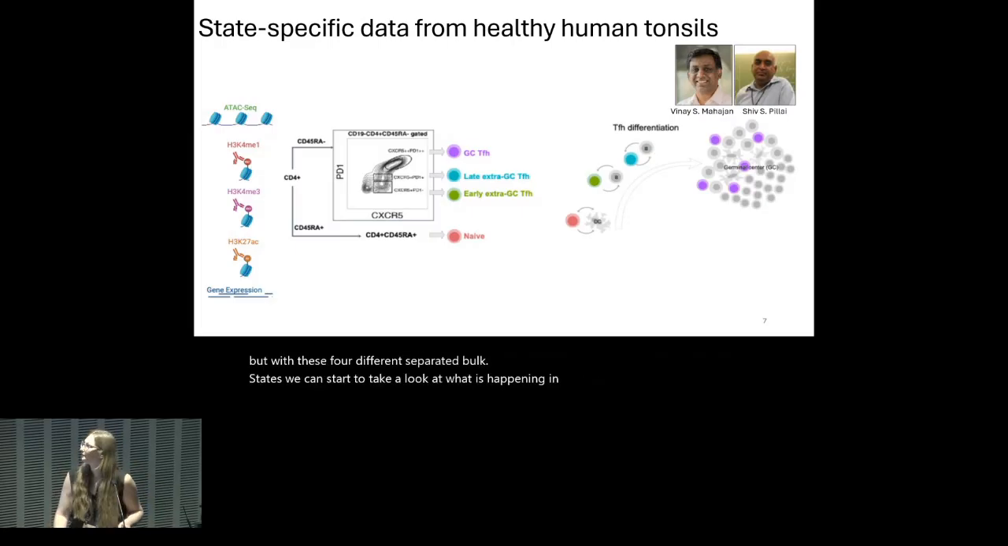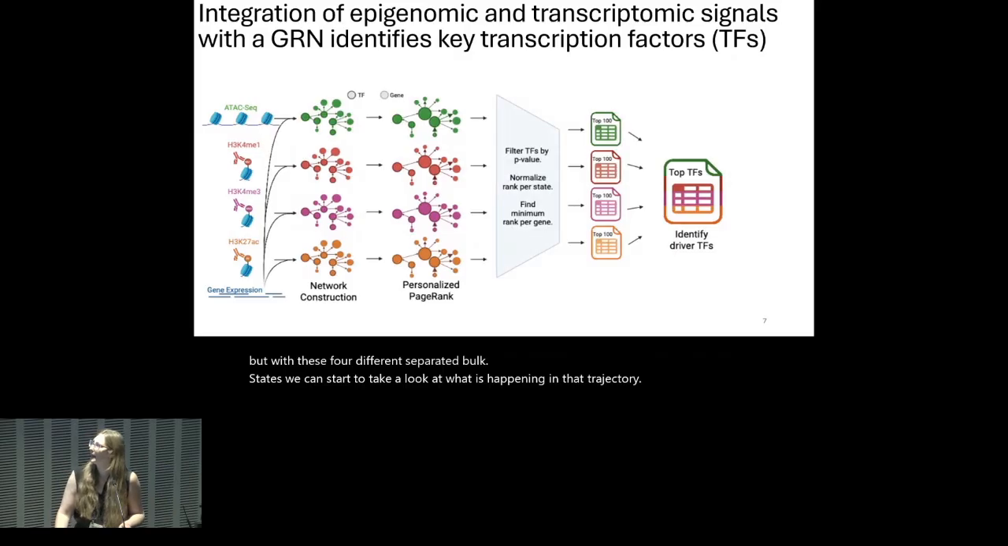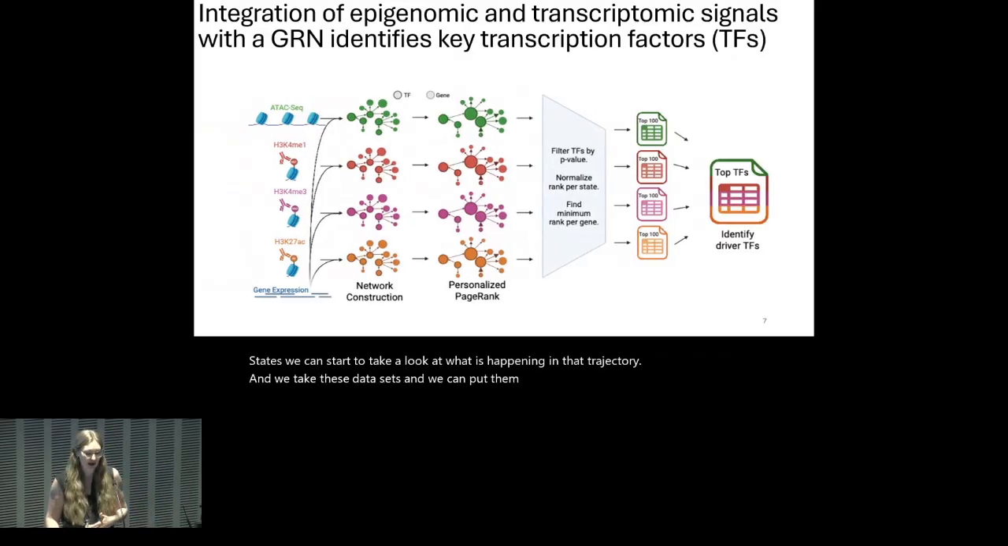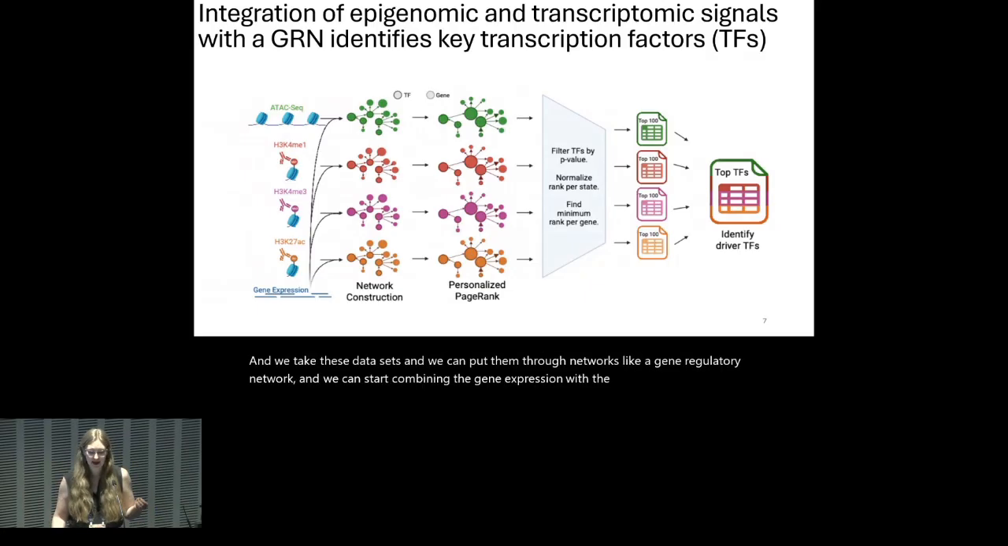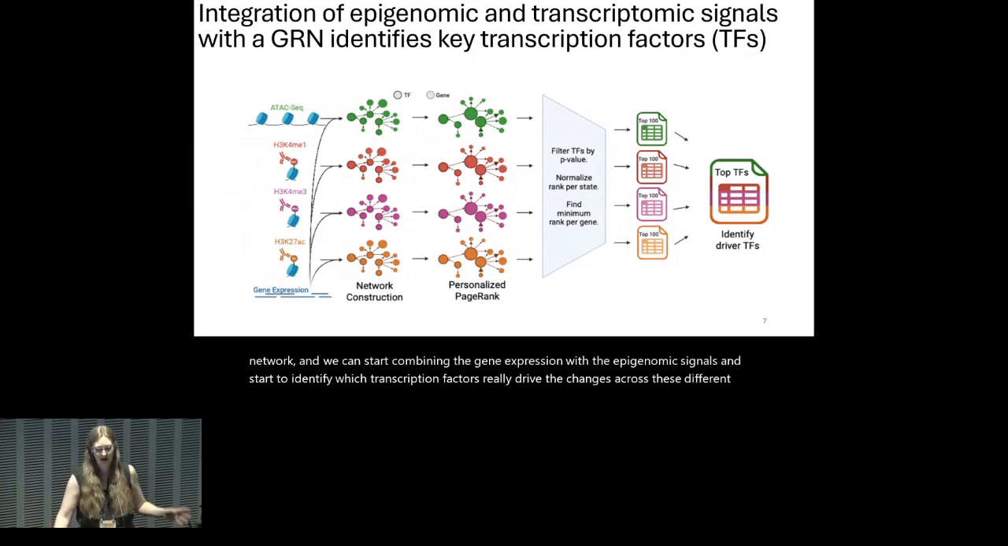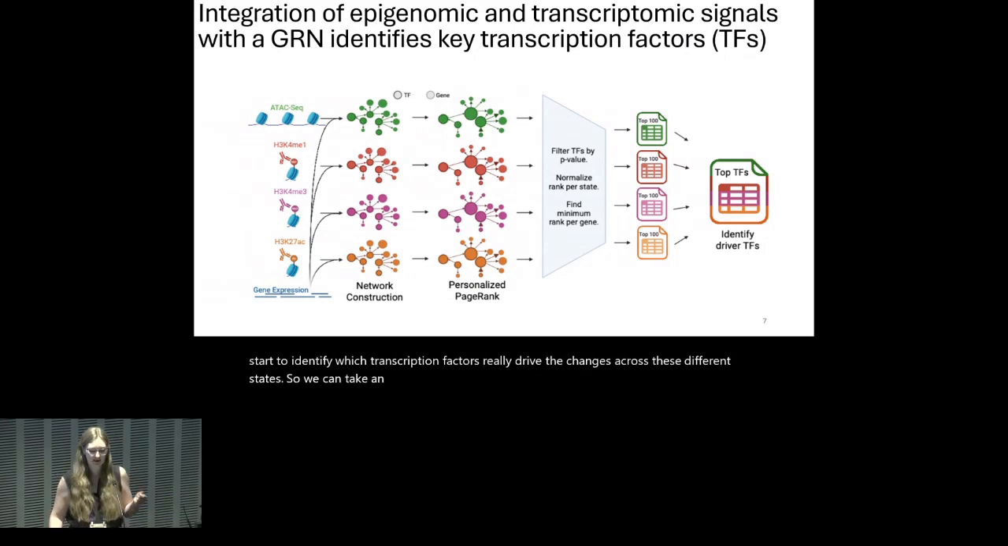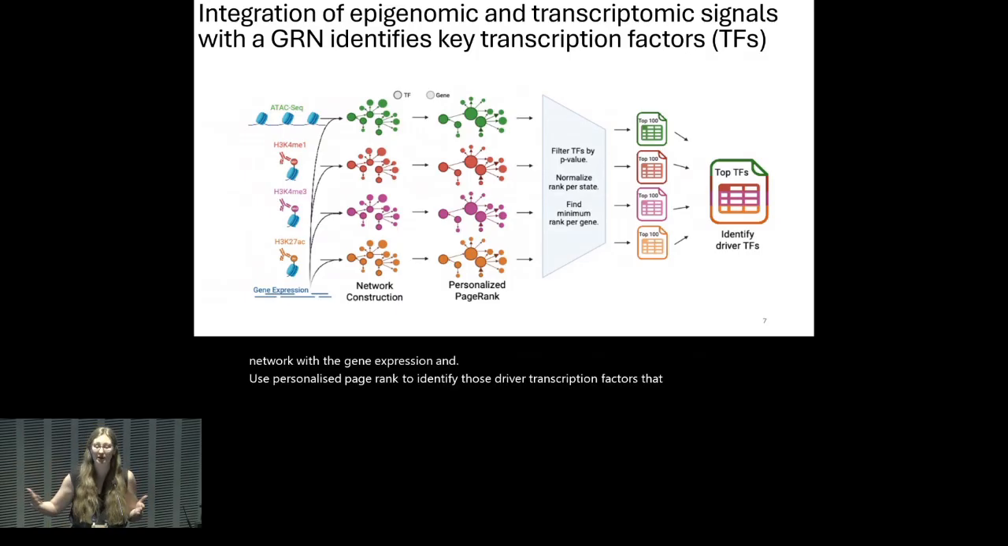But with these 4 different separated bulk states, we can start to take a look at what is happening in that trajectory. We take these data sets and put them through networks like a gene regulatory network. We can start combining the gene expression with the epigenomic signals and identify which transcription factors really drive the changes across these different states. So we can take an ATAC-seq data set and create a network, and weight that network with the gene expression and use personalized PageRank to identify those driver transcription factors that are different across the 4 different states.